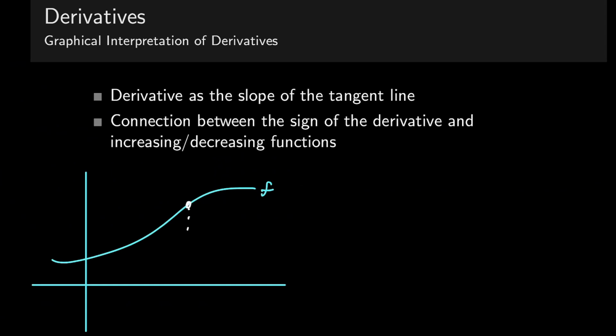At some point x equals a, we can draw a line through it that has the same slope as the curve right at this point. We'll call this the tangent line. The derivative being the slope of the tangent line means that the slope m, which is what we usually use for lines, is f prime at a. The rise over run of this line, your dy over dx, is the instantaneous slope of f at this point.